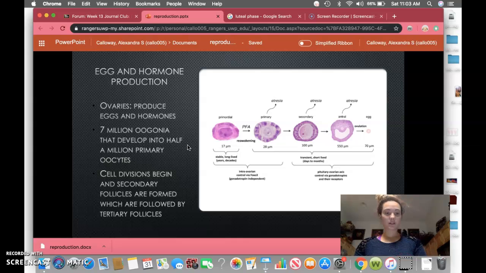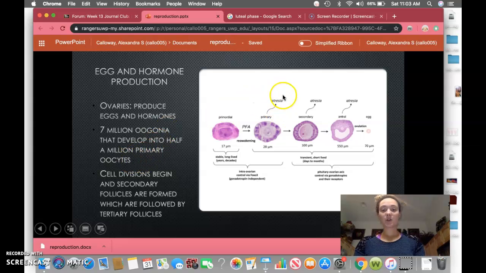So we have the ovaries that are kind of the female equivalent to the testes in a male, and what they do is they produce eggs and hormones. So we start out with about 7 million oogonia cells that develop into 500,000 primary oocytes. And then these cells go through a bunch of cell divisions and go from primary follicles right here to secondary follicles to tertiary follicles. And not all of the 7 million cells become primary oocytes.